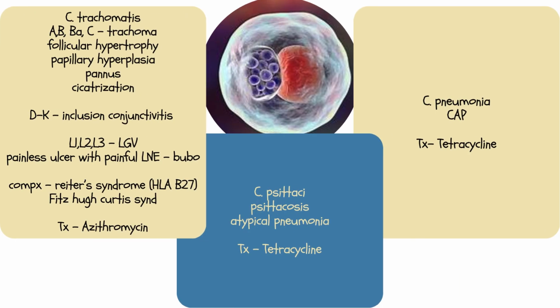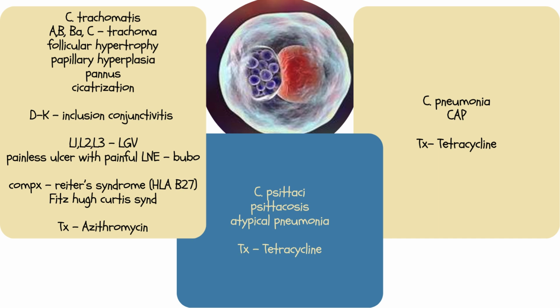The important species are Chlamydia trachomatis, Chlamydophila psittaci, and Chlamydophila pneumoniae. Chlamydia trachomatis has different serovars. A, B, Ba, and C are the cause of trachoma, which is characterized by follicular hypertrophy, papillary hyperplasia, pannus and cicatrization. These are the ocular manifestations. And D to K serovars cause inclusion conjunctivitis, again an ocular manifestation.